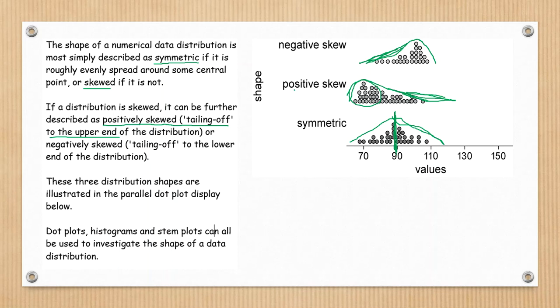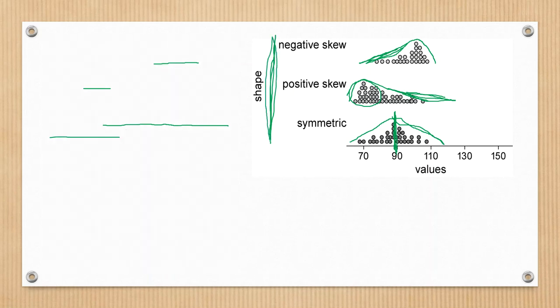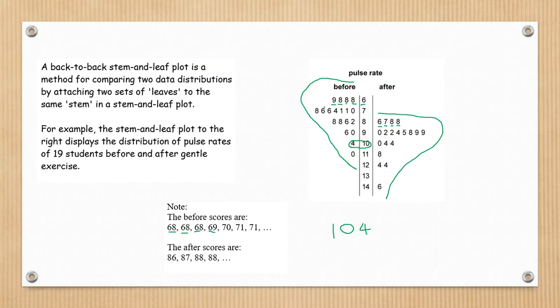So we can have these three features for stem and leaf plots, histograms, and dot plots. So if we go back a slide, this one here we had lots of numbers at the lower end, and the tail at the higher end, so that would be a positive skew. And same for this one. The tail is at the upper end.